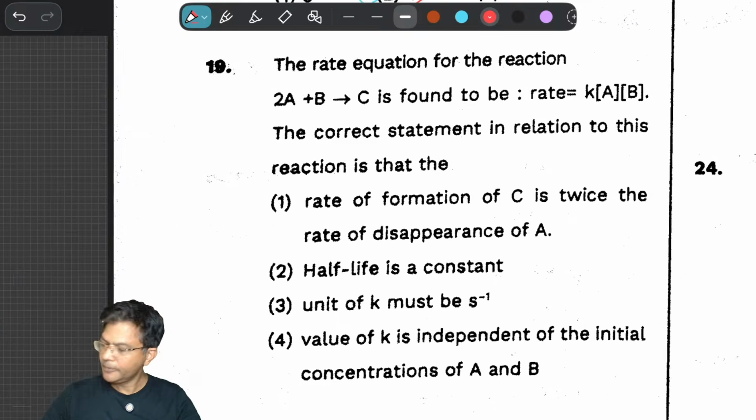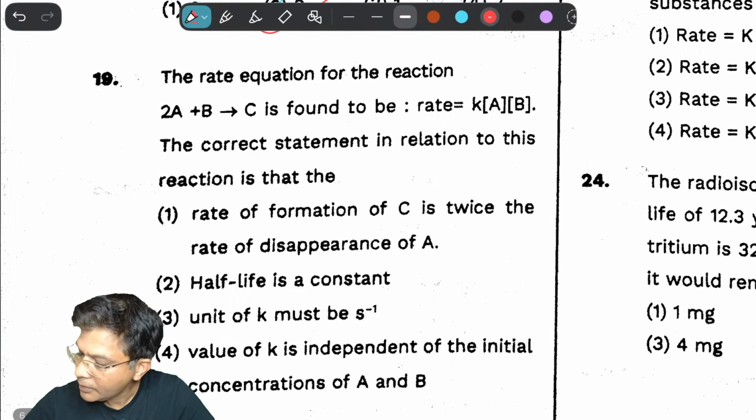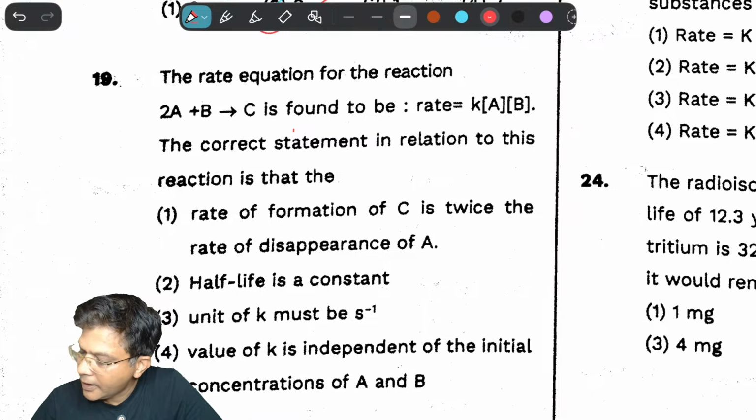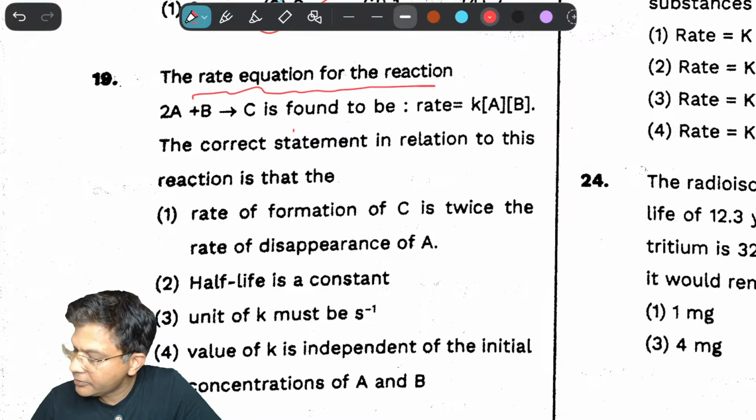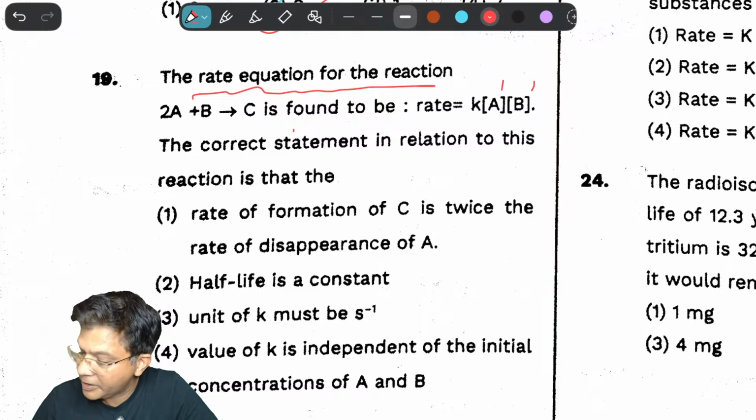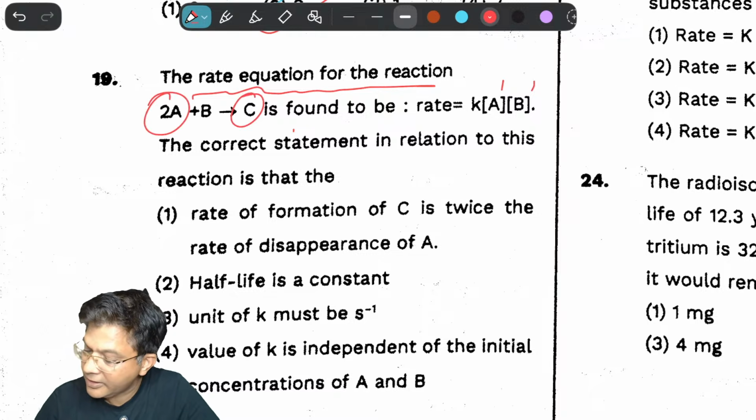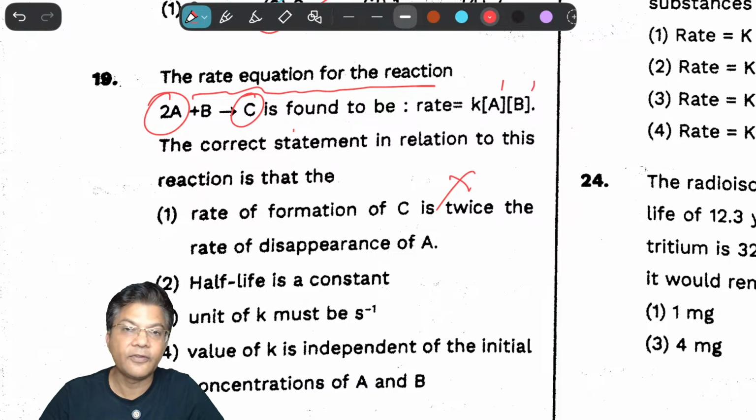Fast, kids, fast. Now see, the rate equation for this is equal to this. Power is 1 with respect to this. This is experimentally determined. The correct statement in the reaction to this, the rate of formation of C is twice the rate of division. Wrong, absolutely wrong. C is half of A. Wrong. Half life is constant. Now, how is half life constant?